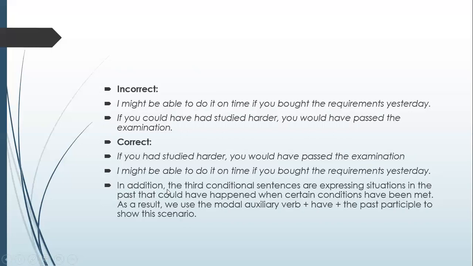Okay, then in addition, the third conditional sentences are expressing situations in the past that could have happened when certain conditions have been met. As a result, we use modal auxiliary verb plus have plus the past participle to show the value. So here this is the repetition of the form.